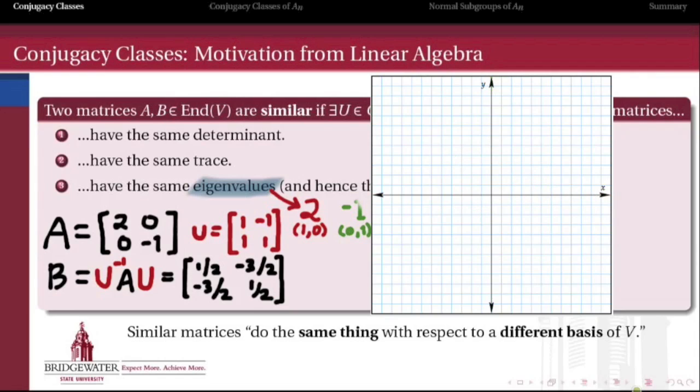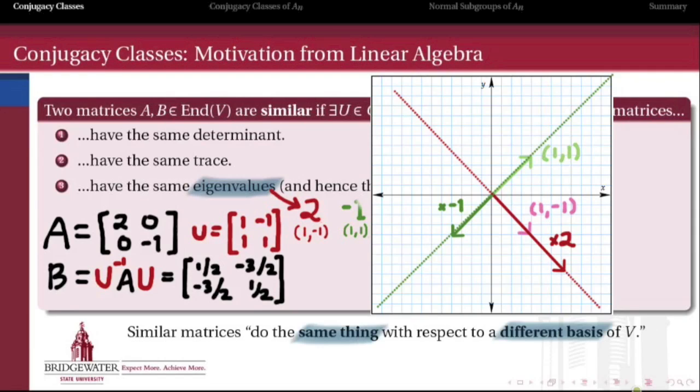What about B? Well, B has a different set of eigenvectors than A, but it turns out the eigenvalues remain the same. So if I take 1, negative 1, and multiply it by B, what I end up with is 2, negative 2. Therefore, 2 was also an eigenvalue of B, it's just that the eigenvector, 1, negative 1, is different than it was for A. Likewise, 1, 1, if I multiply by B, I end up with negative 1, negative 1, which is a stretch of negative 1 of the original. Therefore, the eigenvectors are different, but the eigenvalues for B are the same, 2 and negative 1, as they were for A.